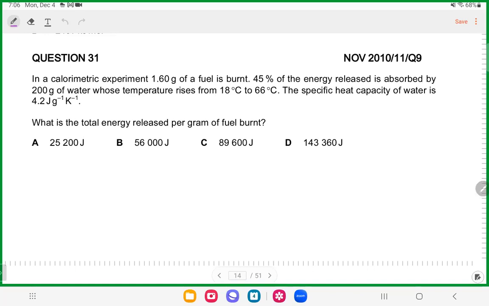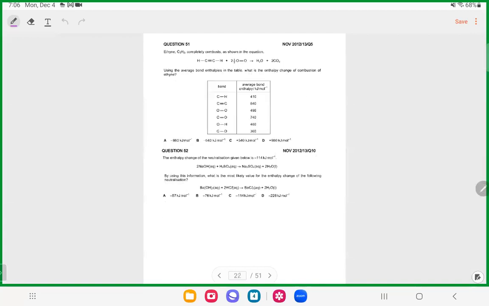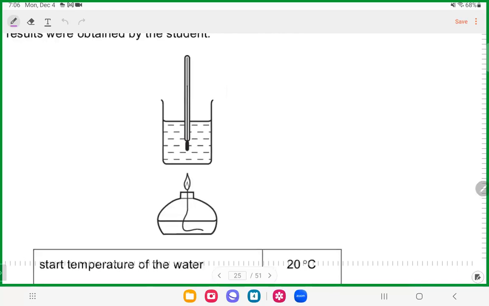देखिए, Q is equal to MC delta T का क्वेश्चन है. It's a calorimetric experiment. 1.6 gram of the fuel is burned. Now, 45% of the energy released is absorbed by 200 gram of water, and temperature rises from 18 degree to 66 degree Celsius. देखो, ये सेटअप होता है enthalpy change of combustion find out करने का. This is the setup. ठीक है?